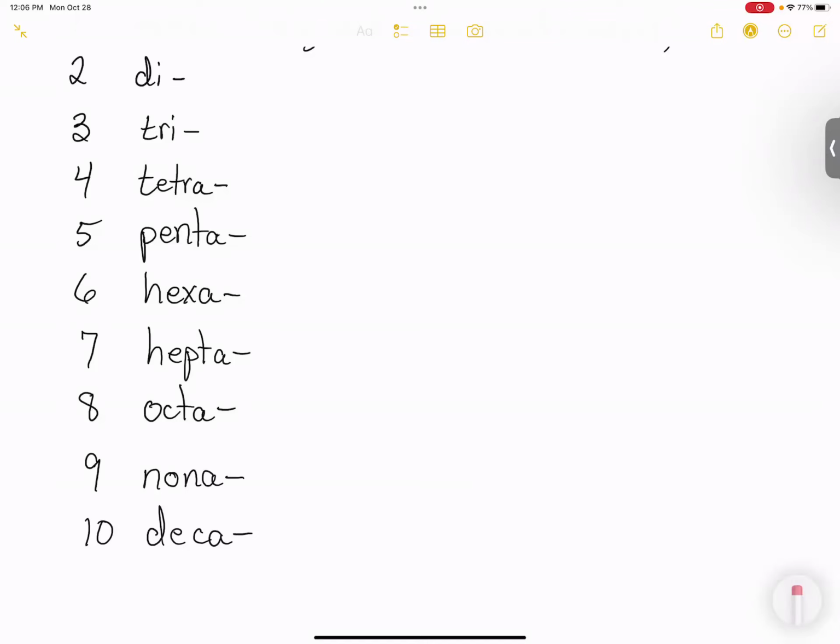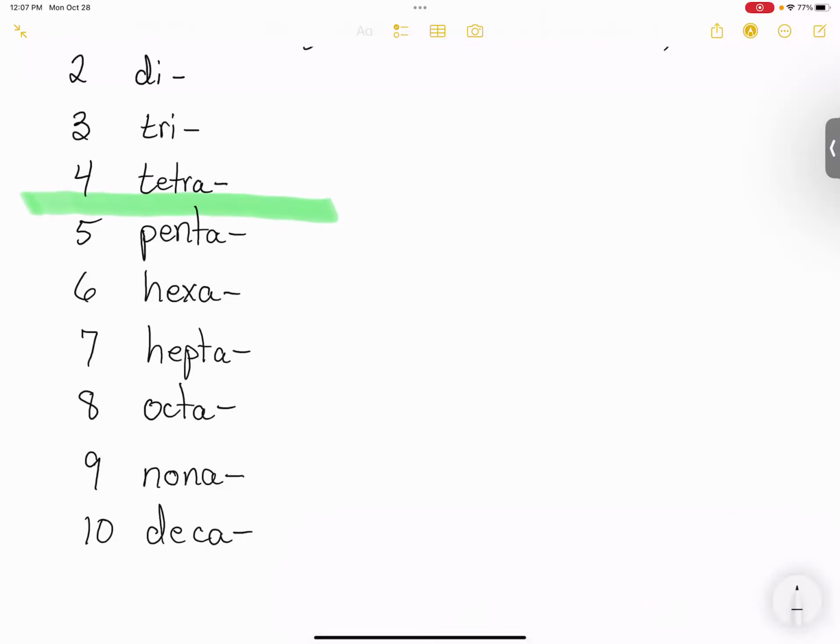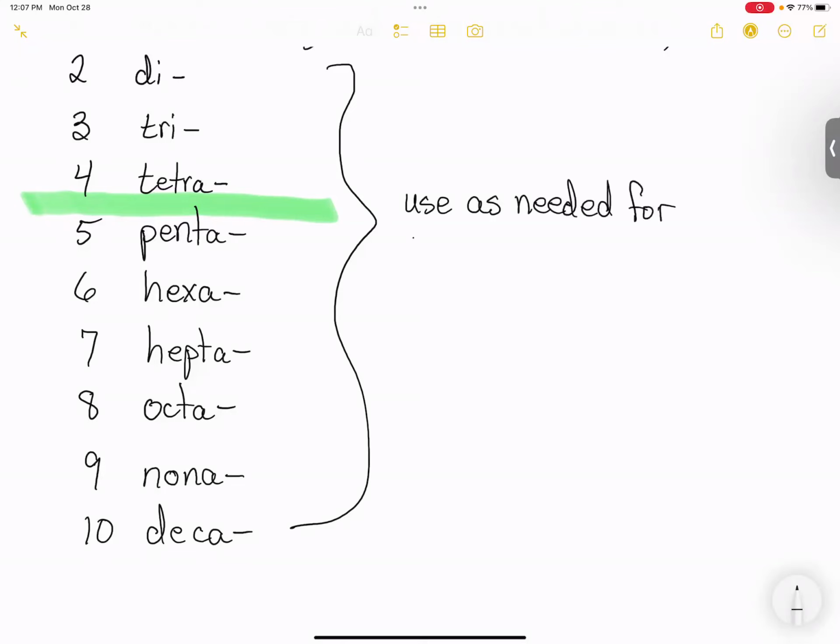So these last ones, starting with 5 down, are the exact same prefixes we used for the alkanes. And as I mentioned, with di through deca, you will use as needed for both the first and second element.